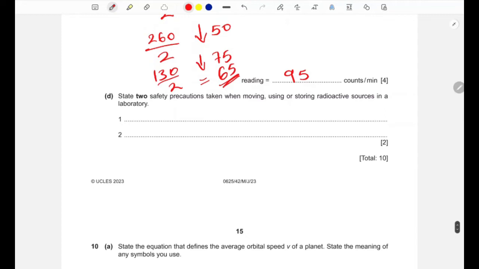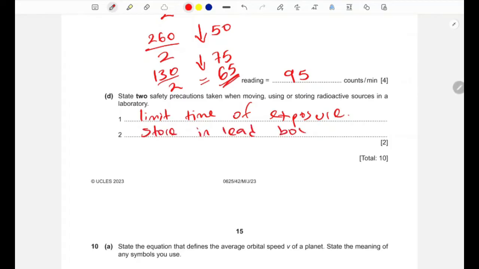State 2 safety precautions taken when moving, using, or storing radioactive sources in a laboratory. So the first one is limit time of exposure. And the second one is that they should be stored in lead boxes, because that means radiation will not be able to escape. So store in lead boxes.